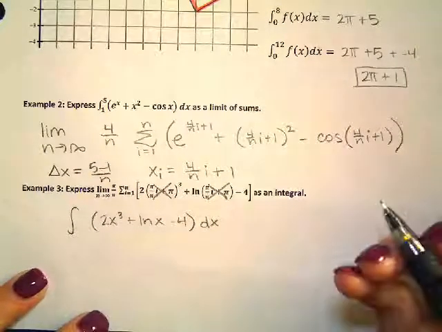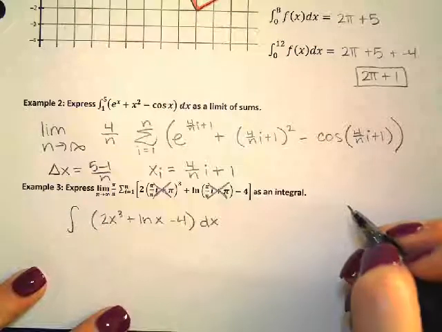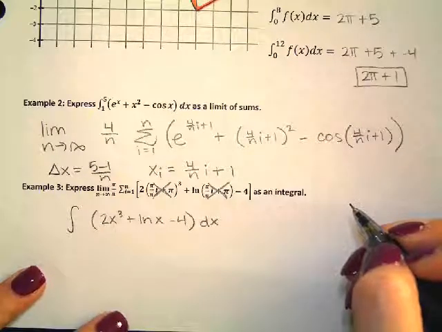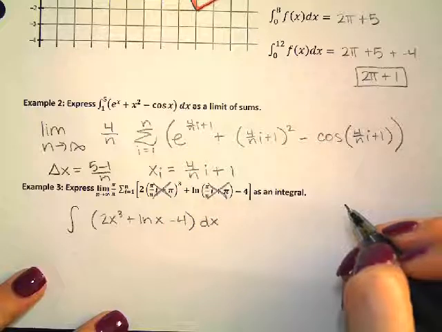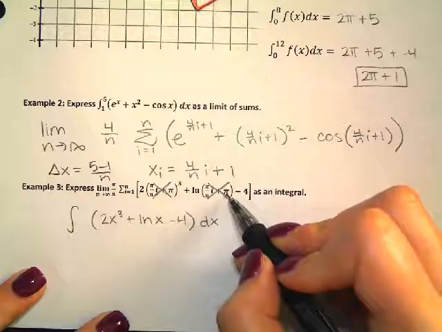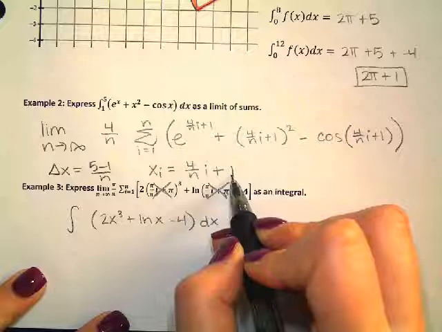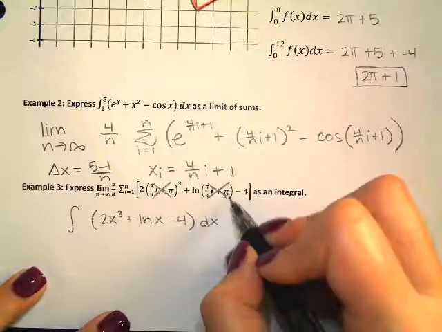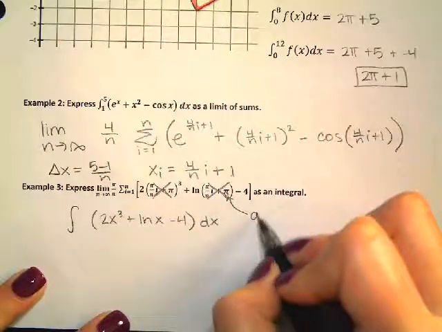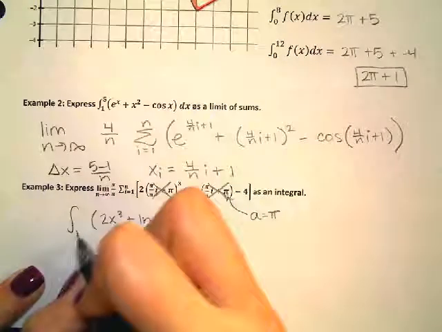Okay. Then we have to figure out what our lower bound is and what our upper bound is. You should be able to find the lower bound pretty easily. It's not -4, it's pi, because if we remember, it's the number that you add on the end of what you plugged in. So pi is your a value. That's our lower bound.